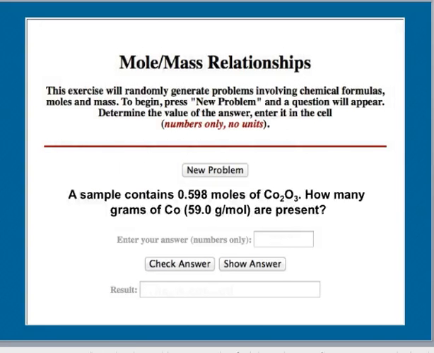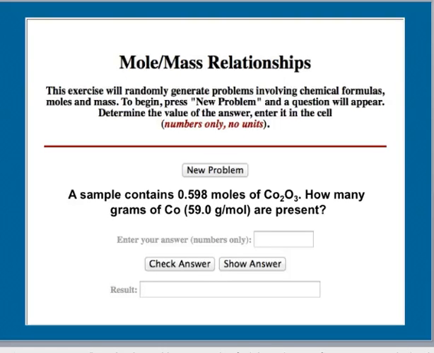Do another one. We have a sample with 0.598 moles of, what is this? This is trickier than the other one. It's a cobalt oxide, isn't it? What's the oxidation number? Every oxygen is going to be a -2. So there's 6 negatives. That means every cobalt must be +3. Cobalt 3 oxide. All right.